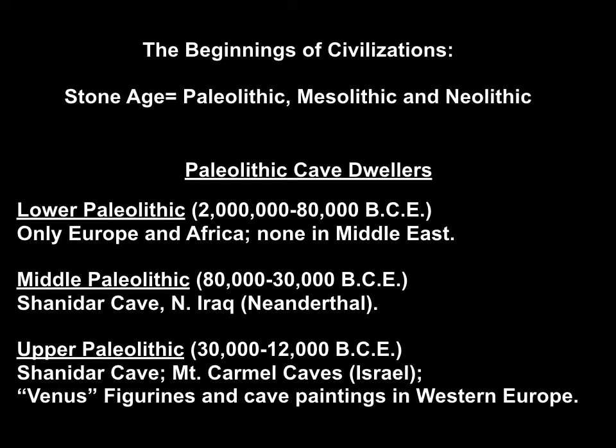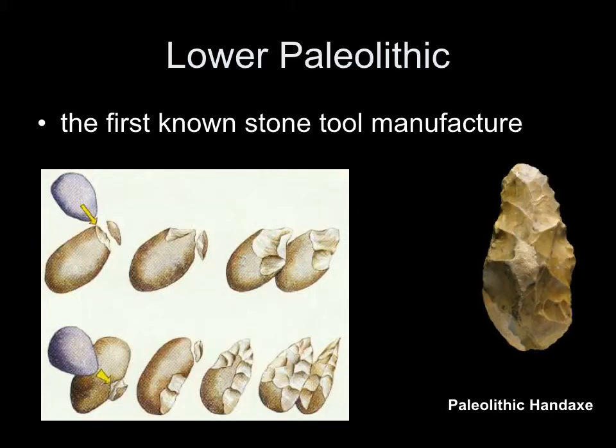That in itself is also divided into three subphases: the lower, the middle, and the upper. We'll very briefly look at the lower, and you can see that's a very, very large span of time, 2 million to 80,000 BC. Main activity there is Europe as well as Africa, but nothing in the Middle East. Then we'll work our way to the Middle Paleolithic, and our primary focus will be the Upper Paleolithic. That's where we have our first small stone sculptures, and also our cave paintings.